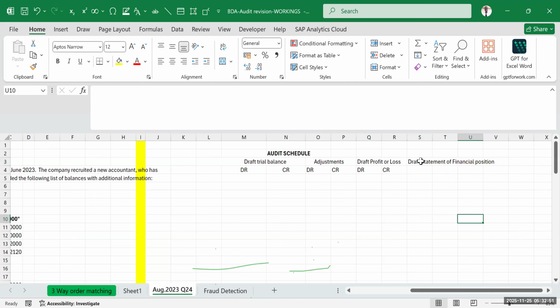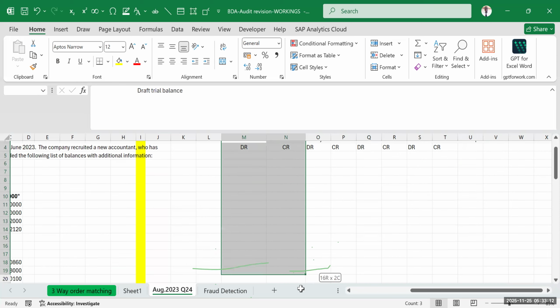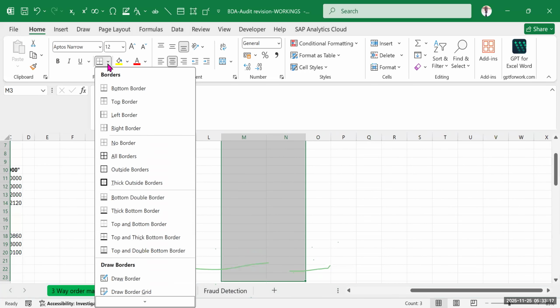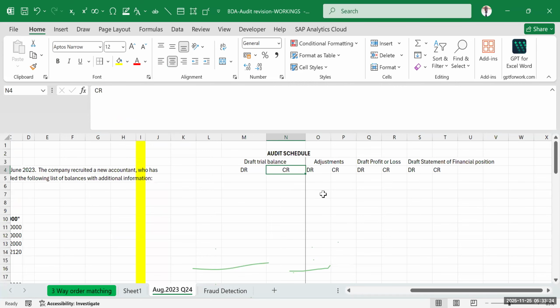Draft statement of financial position. And this also follows the same concept. Now, in an exam, once you do that, what you need to do is just to separate or divide the columns so that there is a clear demarcation. What do I mean? You remember we have the draft trial balance on its own here. So you need to make sure there is a clear demarcation between the two statements that we're working with. I can just use even this right border to divide or separate the pages into two.